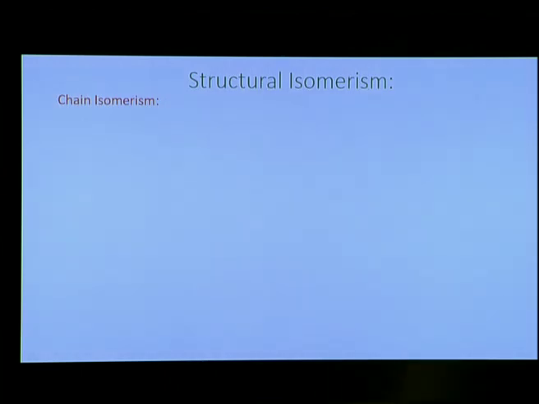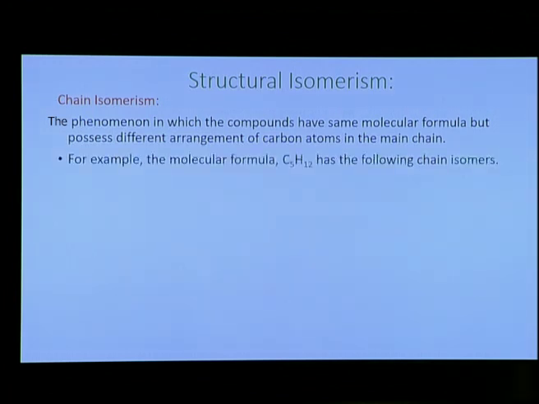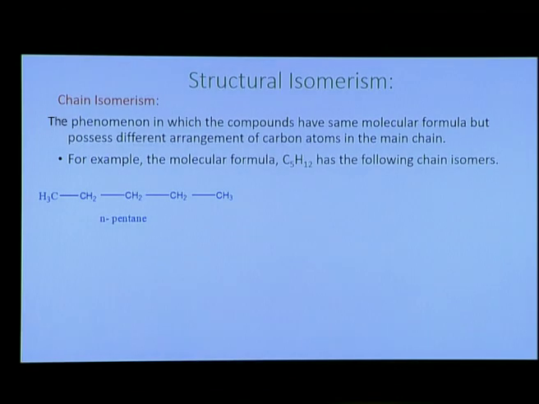Now what is chain isomerism? In chain isomerism, the compounds will have the same molecular formula, but different arrangement of carbon atoms in the main chain. We'll have a carbon chain, and the arrangement of the atoms will be different at different positions along the carbon chain. For example, if we look at the molecular formula C5H12, we'll have the following isomers for this particular molecular formula.